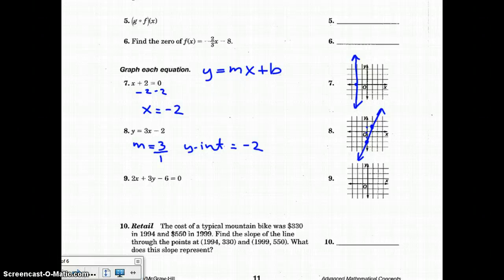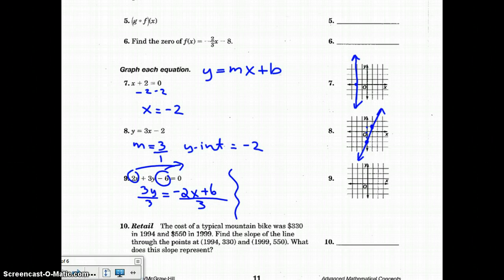For number 9, I'm going to solve for y, so I can have it in slope-intercept form. I have 3y. I'm going to take negative 2x and negative 6 to the other side of the equation. And when I do that, I'm going to get negative 2x plus 6. I'm going to divide both sides by 3, and I get y equals negative 2/3 x plus 2.